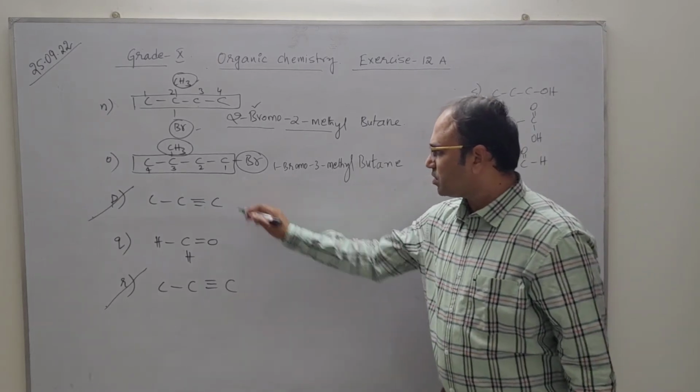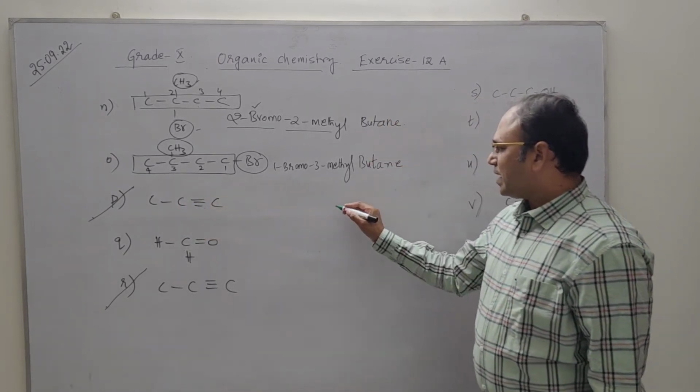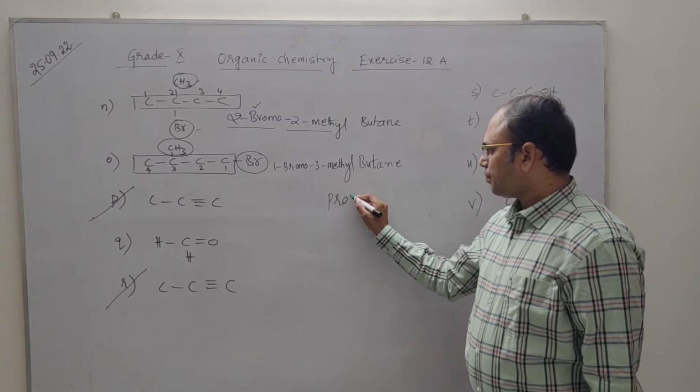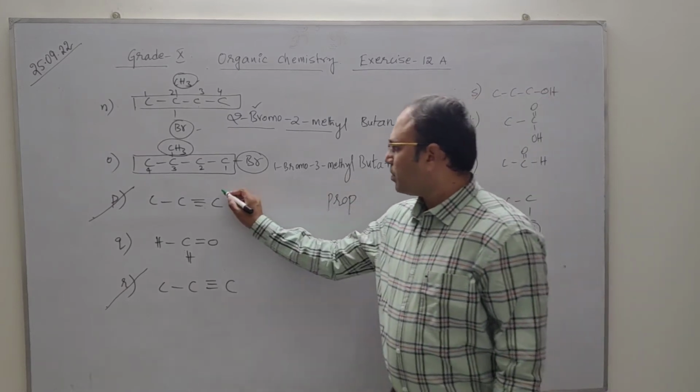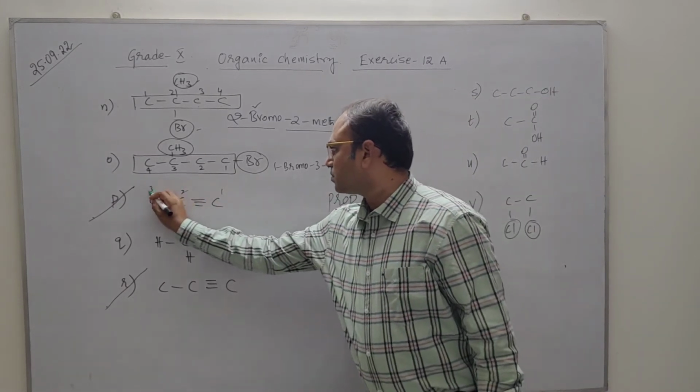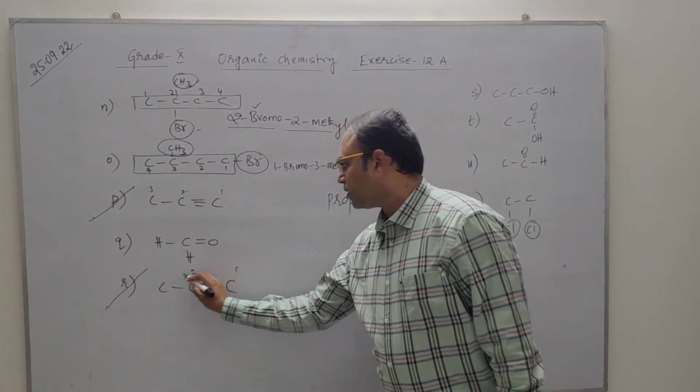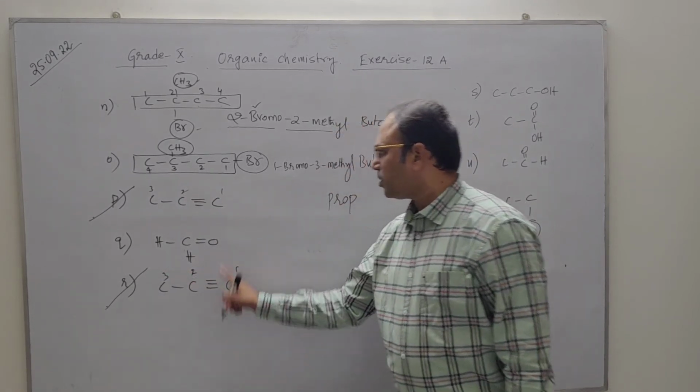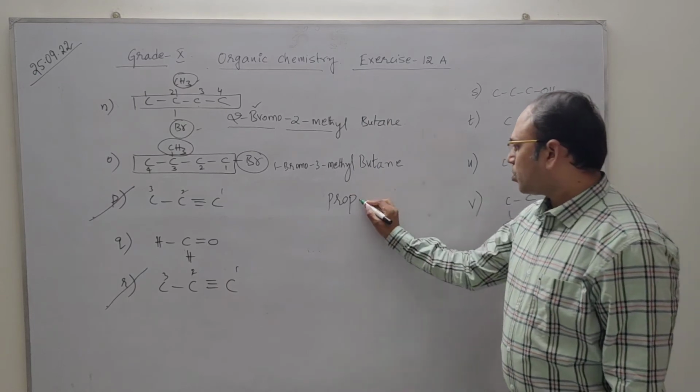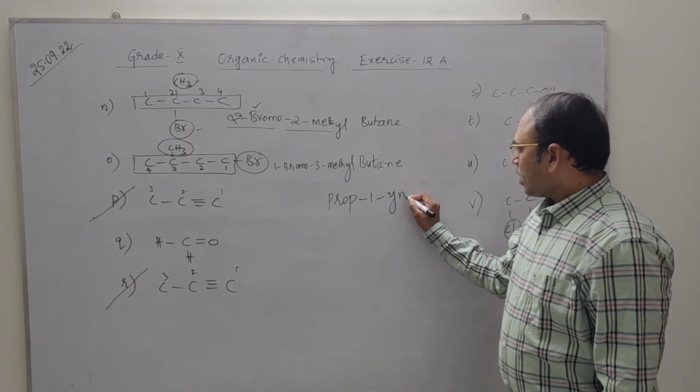Now the same structures here. Root word, 3 carbons, therefore prop. Very important: numbering only from this direction, even here also from here, because the triple bond should get the least number. So prop-1-yne.